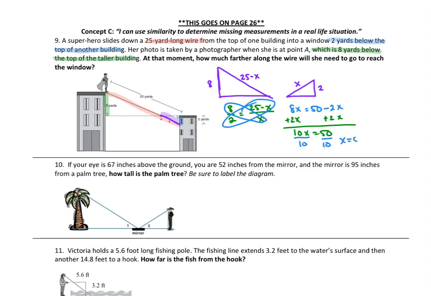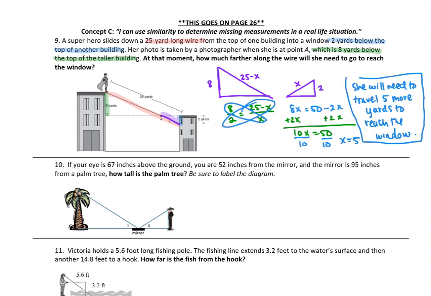So x equals 5. To complete this problem, you do need to write your answer in a complete sentence. She will need to travel 5 more yards to reach the window. Remember, on this concept, to get full credit, you do need to write your answer as a sentence, since it's a word problem and it should have a word answer.